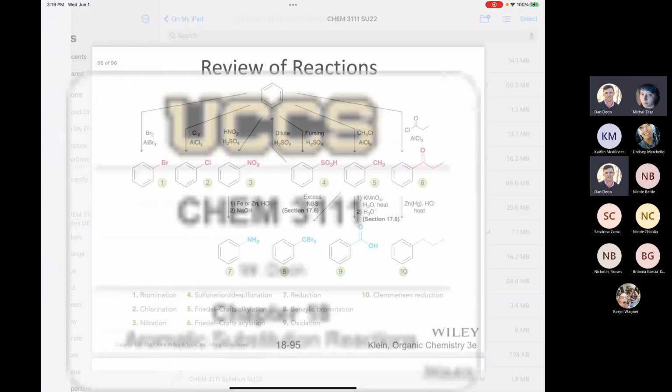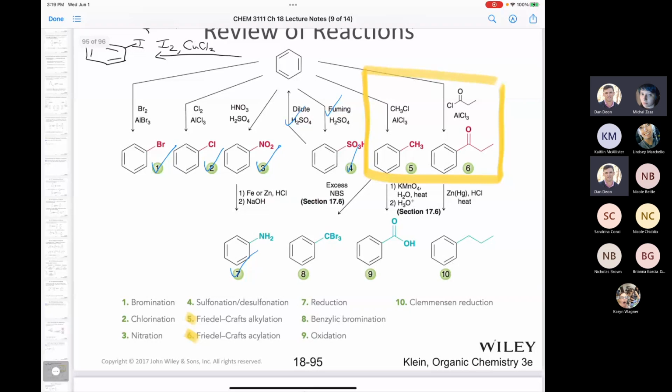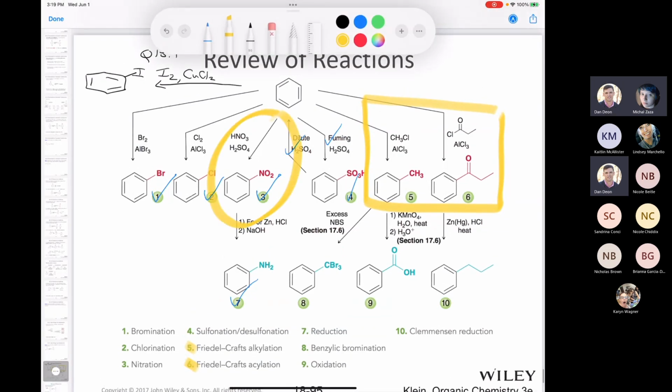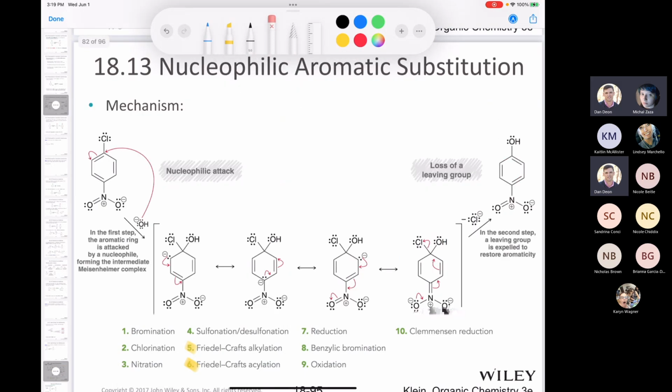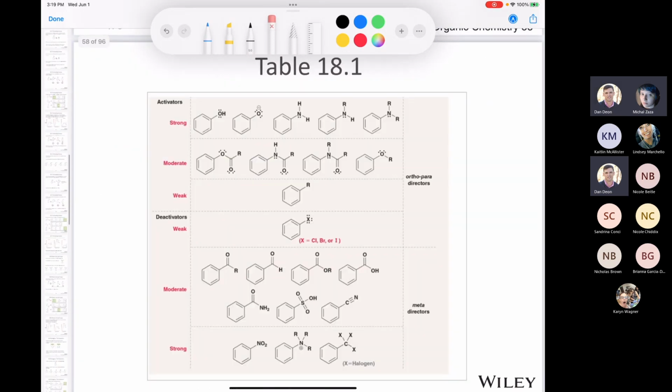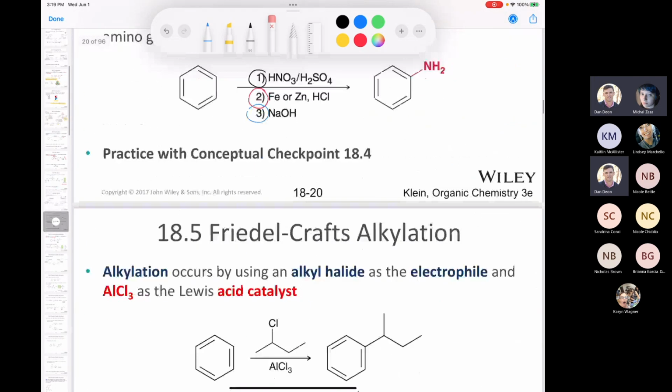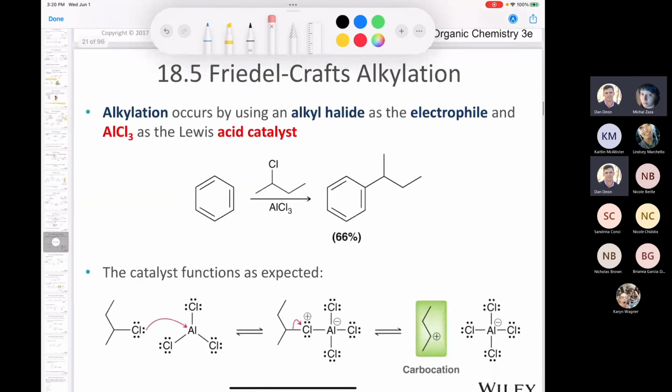So somewhere around here. And this is where we left off. And so we just covered this mechanism right here. And now we're going to get into reactions to make intermediates 5 and 6. So the Friedel-Crafts reaction. So let's go back up in here and we'll find that part. We covered all this and we're here.